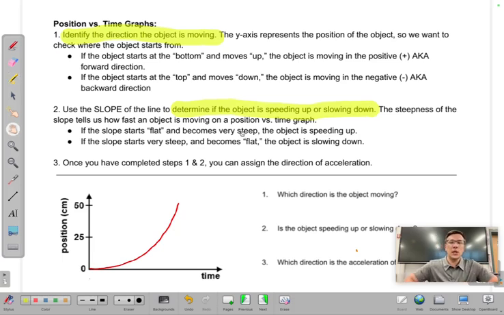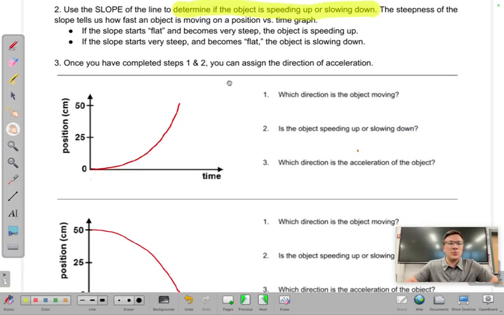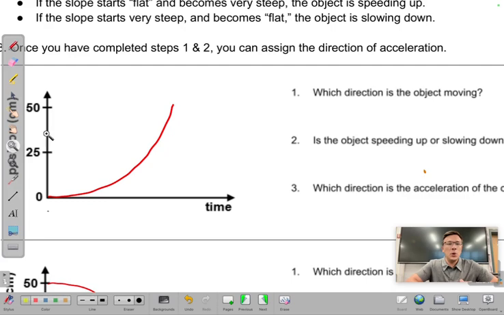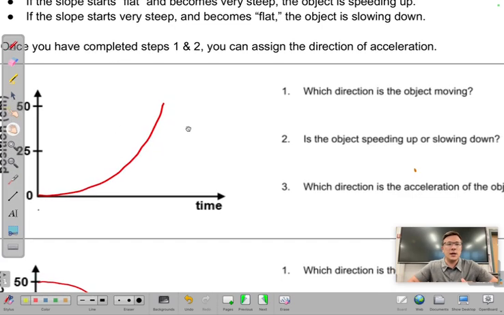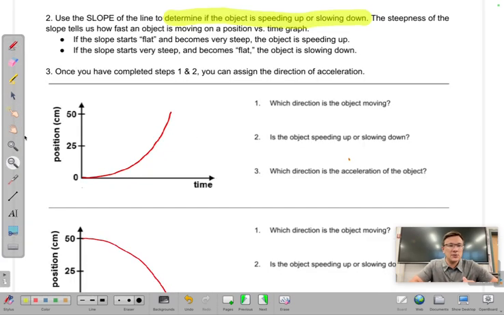So let's jump in. The first graph here, position versus time, and it says which direction is this object moving. I apologize, I'm going to zoom back out. That was too far. Which direction is this object moving? So the first thing that we want to do, and let me grab my pen here, is we notice that it starts at 0 meters and the ending point is up here at 50 centimeters, not meters. And so I am going to say that this object is moving in the positive direction. Okay, it's moving forward.